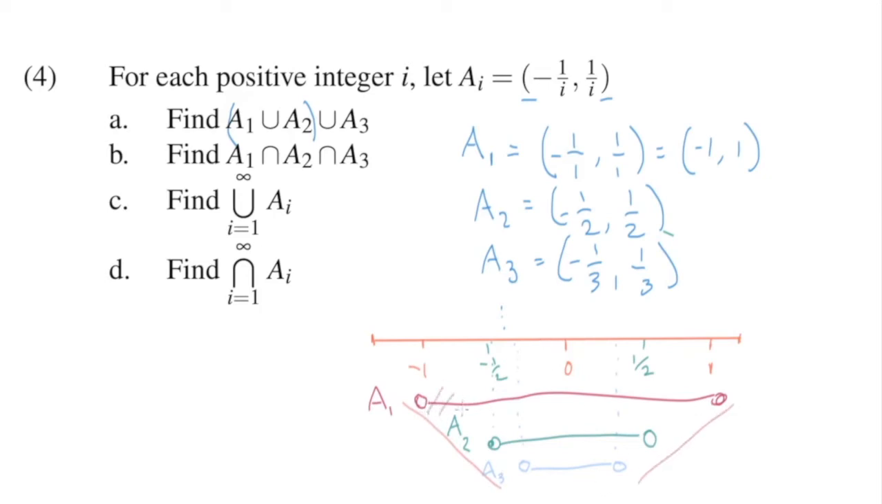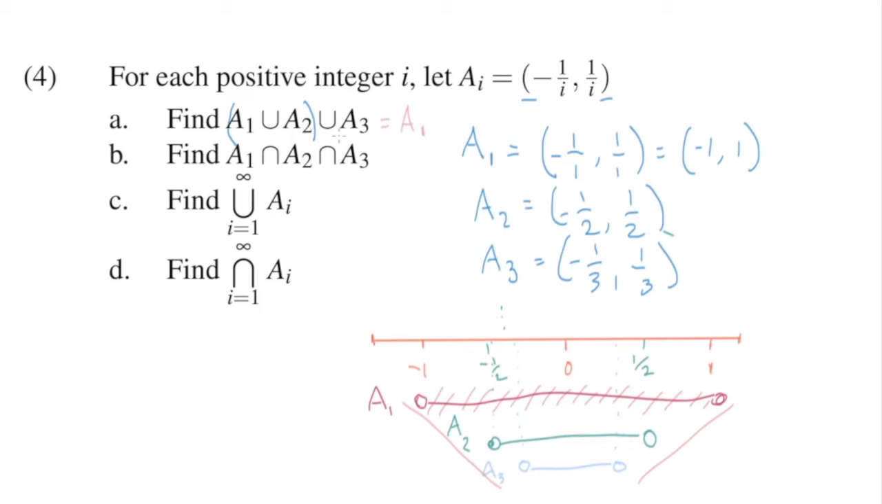A1 encompasses all the other intervals. So A2 is totally contained within A1, A3 is totally contained within A1, A544 is totally contained within A1. So the union of A1, A2, and A3 just equates to A1. Anytime any interval is active on this number line, whether it's A2, A3, A500, A1 is active. So the union of these three things will be just the same thing as A1.